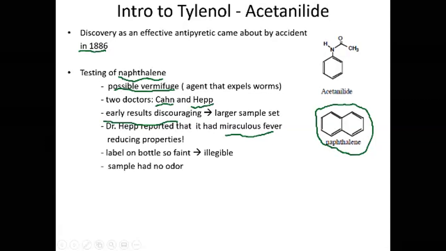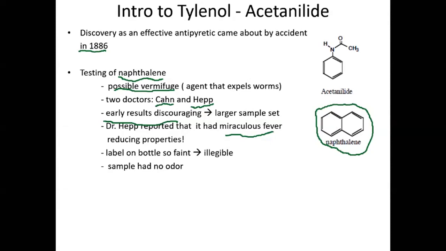So like any good doctor, he went to the bottle to make sure he was giving them naphthalene, and when he went to the bottle, he couldn't read the label. But he did make one interesting observation. He noticed that this sample had no odor. So the chemical in the bottle had no odor, and that's important. Why is it important? Because, as we said many times, naphthalene is a very odorous compound. It's found in mothballs. So since it didn't have this odor, he knew it wasn't naphthalene.